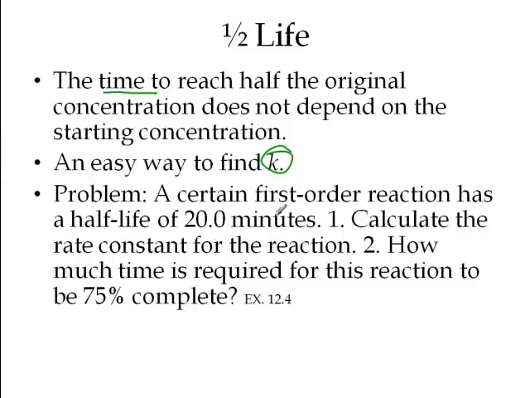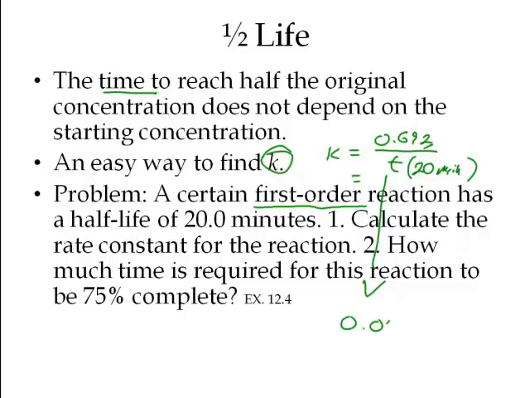Now the key is, of course, they told us that it's first order. So we can use that equation that k equals 0.693, which happens to be the natural log of 2, over the time. All right, so I'm going to plug in my time, which of course is 20 minutes. I'm running out of room here, so I'm just going to put 20 minutes. And then we'll go down here, and the answer I get when I do this problem is 0.347.